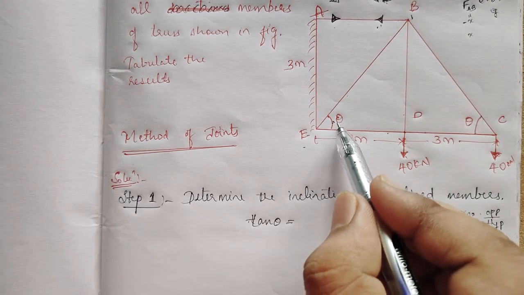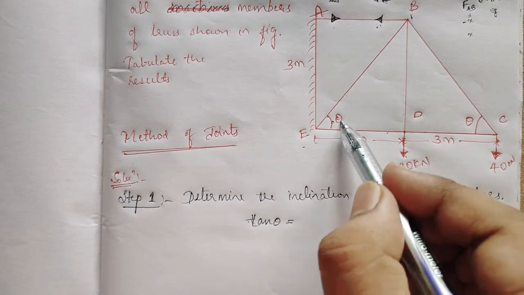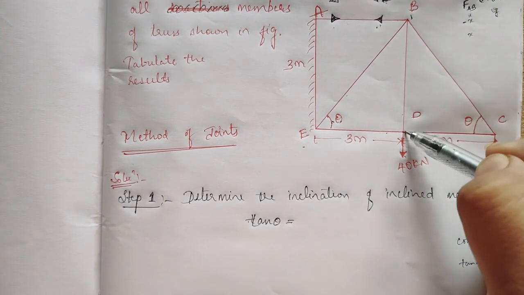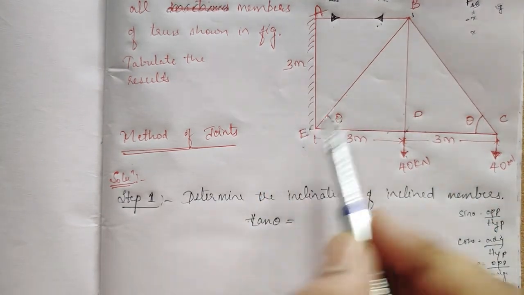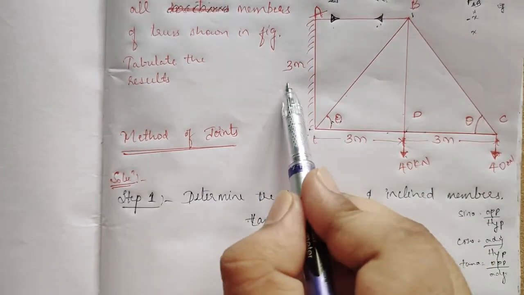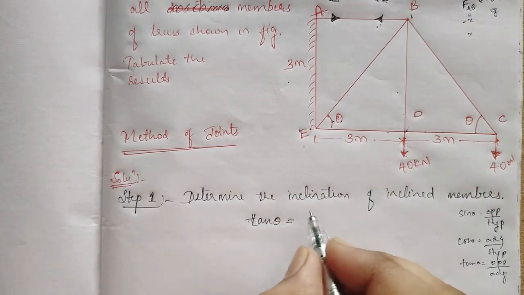So what is the angle opposite to the theta? What is the side? This side is BD. How much is the BD? BD is equal to AE, so it is 3 meter. This is also 3 meter.